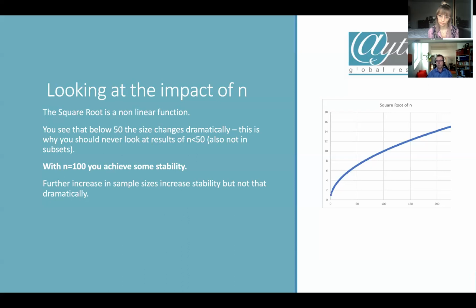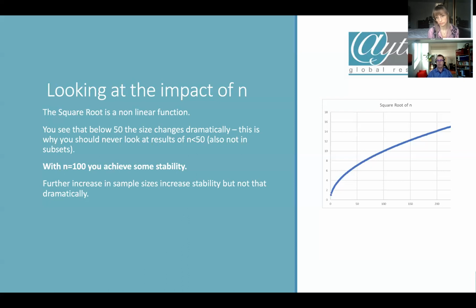So if you get a sample size of 10, you would divide by 3. If you got a sample size of 50, you would divide by 7. If you got a sample size of 100, you would divide by 10, which means the higher the sample size, the smaller the confidence interval, and above 50, it becomes fairly stable. At least definitely more stable than below 50.